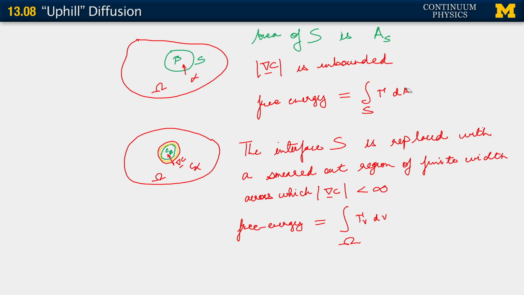To be consistent with the way I'm writing things, I should write that A as a little a. Getting back to this, the free energy in this case is the integral of gamma V dV, where gamma V now is half gradient of C dotted with this positive definite tensor, gradient of C dV. So we're representing it in this fashion.